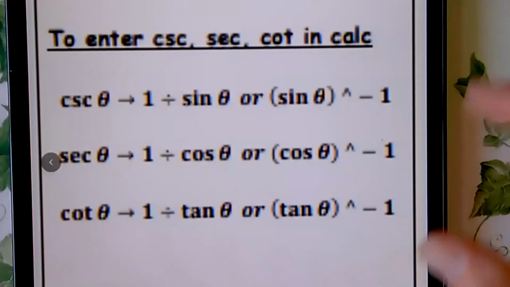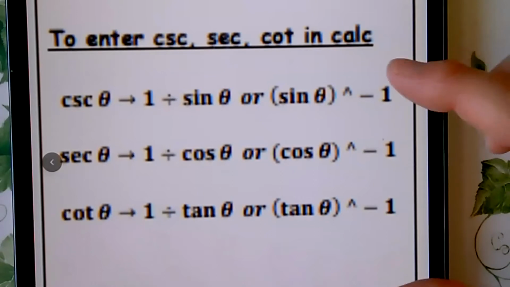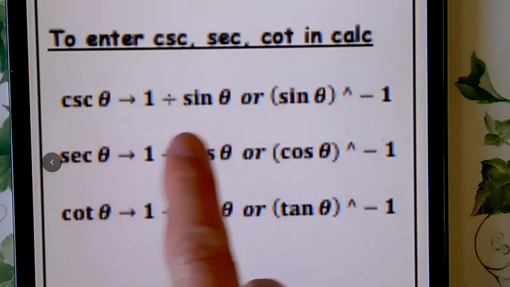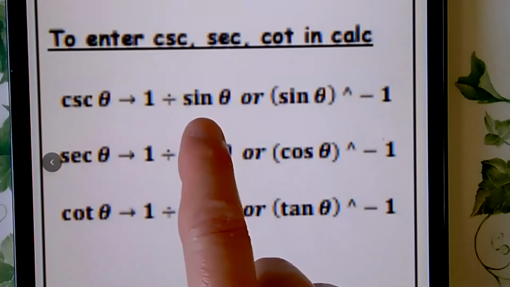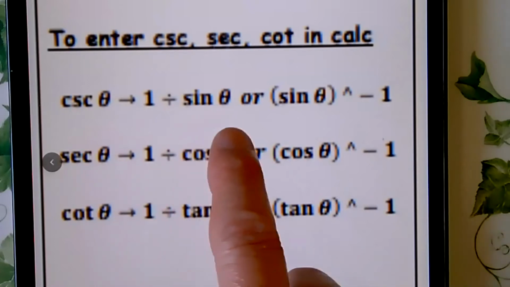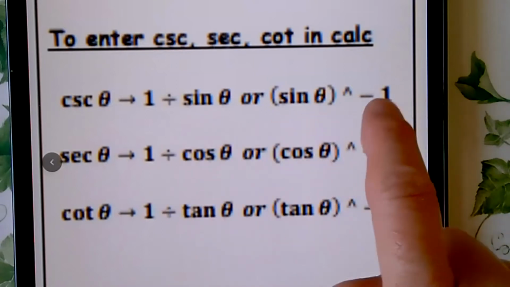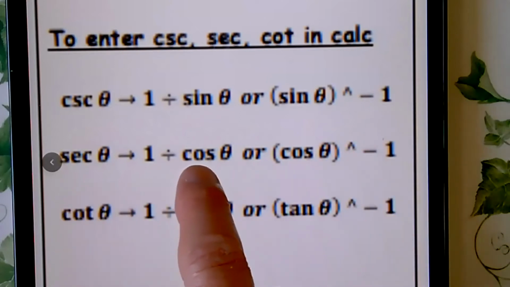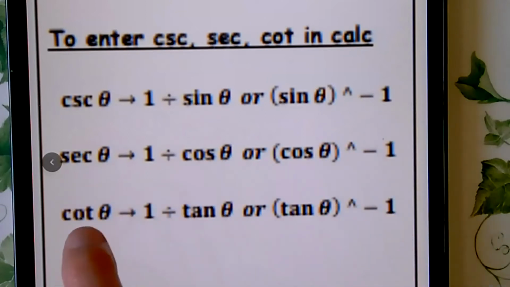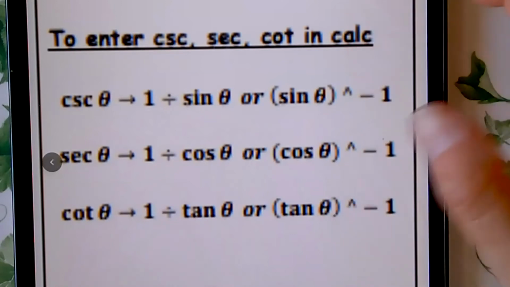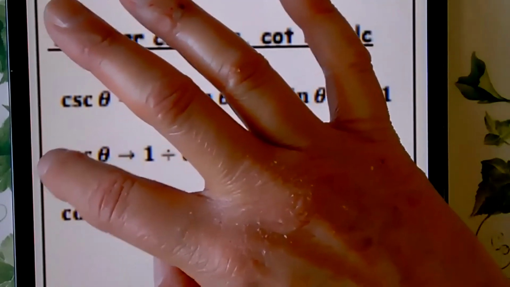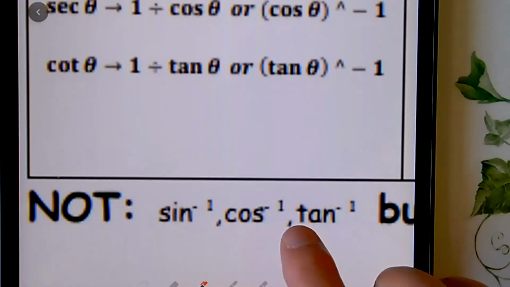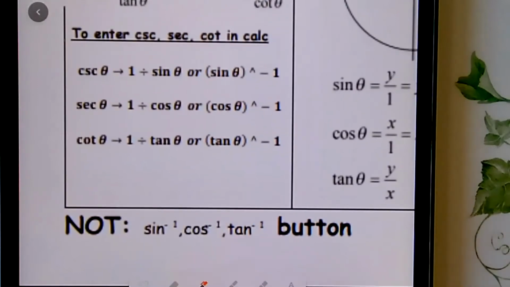So again, back to that sheet, the set of notes, here is a reminder of each of those. Cosecant, you would be doing reciprocal of sine or 1 over sine, or sine of that angle raised literally to the negative first, not sine inverse. Secant, you'd be dealing with cosine, sorry, and cotangent, you'd be dealing with tangent. So now the next thing I'd like to talk about, and again, a little note here at the bottom, not the button that has those. That is not what you use.